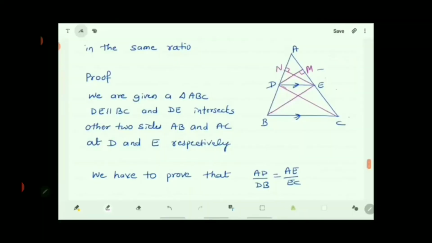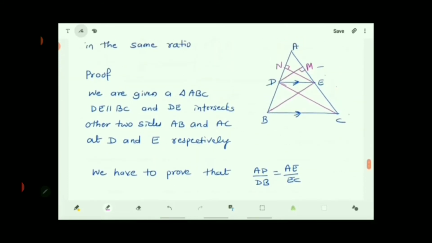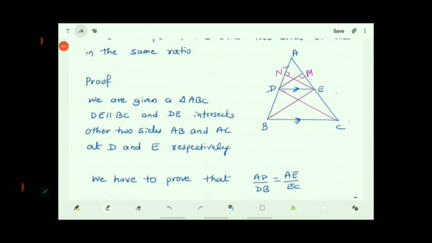To prove that AD by DB is equal to AE by EC, by using this construction, you have to take the help of the formula for area of triangle. You know the formula to find the area of the triangle. Area of the triangle equals half into base into height.